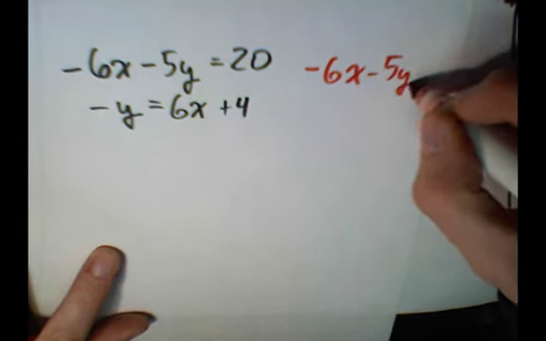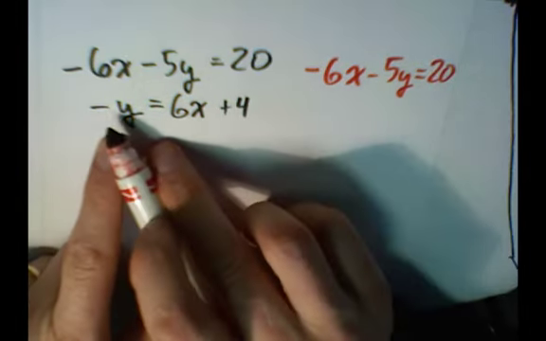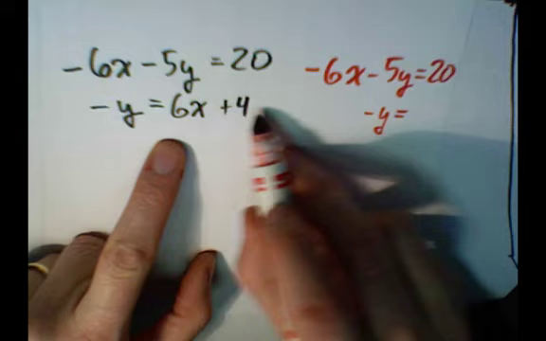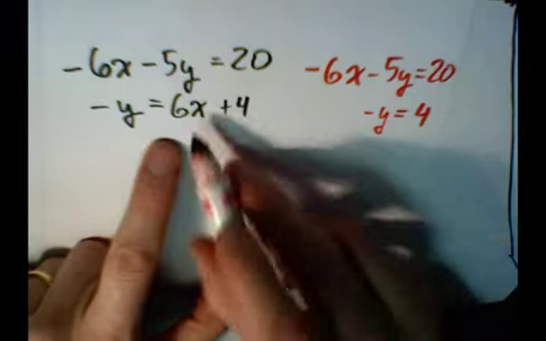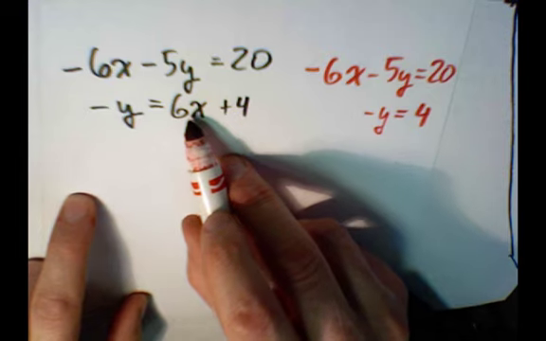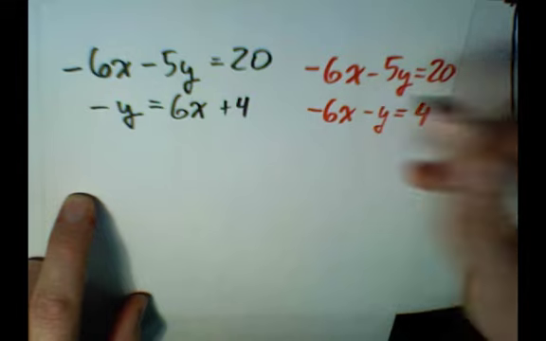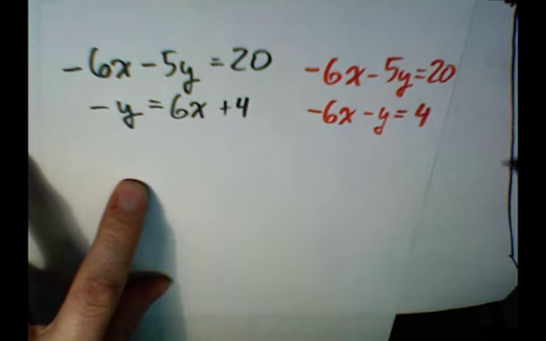-6x minus 5y equals 20. Now let's leave this minus y on the left side of the equation, and let's leave the 4 on the right side of the equation. But this 6x must move. And how do we move 6x legally? We can subtract 6x from both sides, which will give us a -6x. So our new system is here.